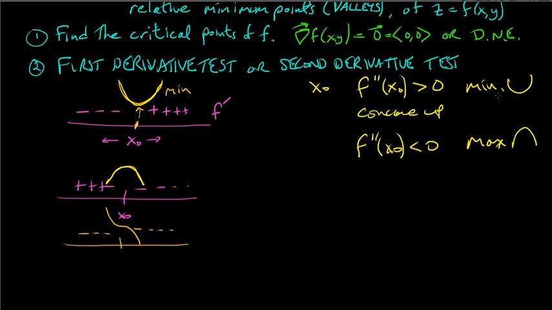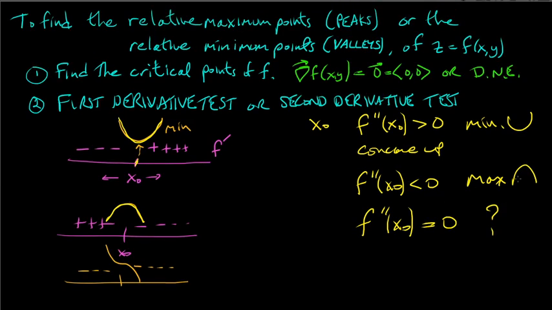But what happens if the second derivative equals 0 at your critical number? Then we have no idea. You don't say it's neither. That's not necessarily true. It could be neither, but it could also be a maximum or a minimum. So when the second derivative equals 0, that's when the second derivative test just doesn't work, and you have to go back and use the first derivative test. Okay. So that's all from Calc 1.